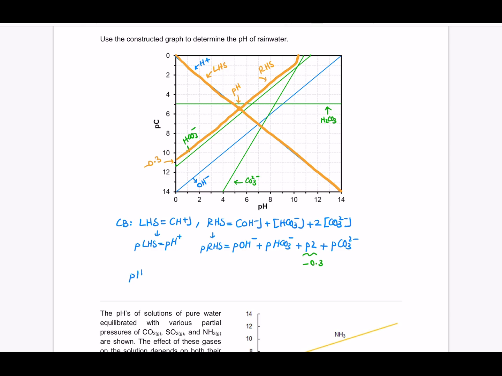So pH is where the left-hand side is equal to the right-hand side. That's basically a pH of roughly 5.5. So exposed to acidic gas, yeah. So it's minus this factor, or like the combination. So this one plus this one plus this one, which is minus 0.3, plus this one. That's to get rid of that 2 factor in the equation.